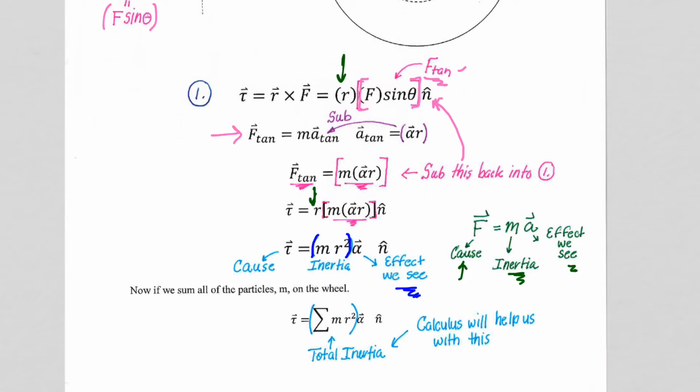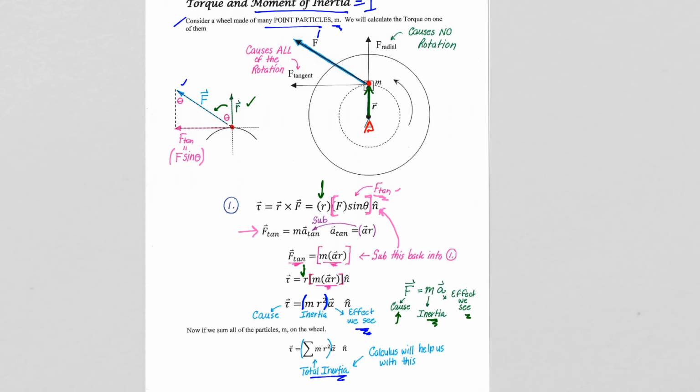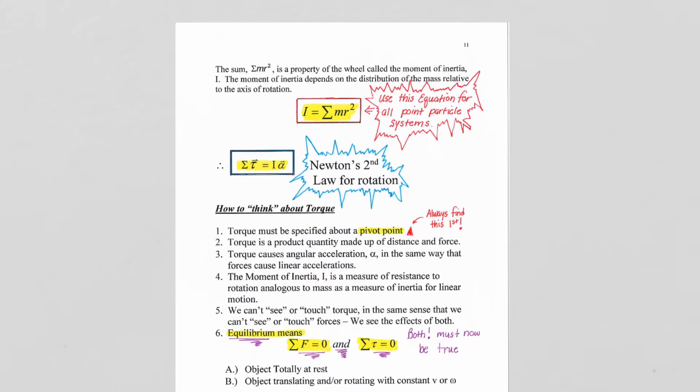If we calculated the m r squareds for all of the pieces that make up the wheel, that would be a computational way to get an estimate for the moment of inertia, and calculus will help us get an exact calculation for the moments of inertia. So for right now, we have an expression to calculate the moment of inertia for any point particle, m r squared. Any point particle that's part of a rotating system has a moment of inertia of m r squared. And that's what I have here.